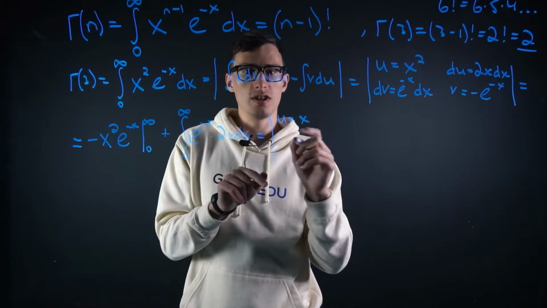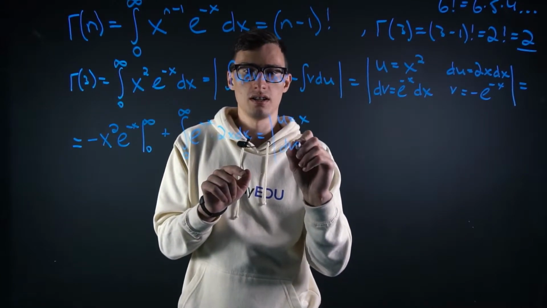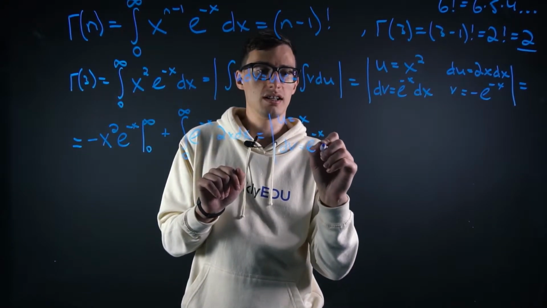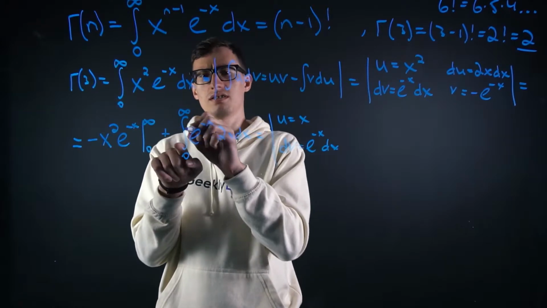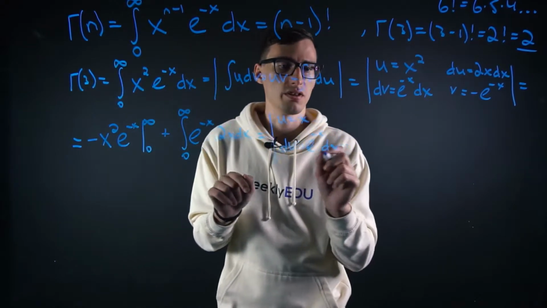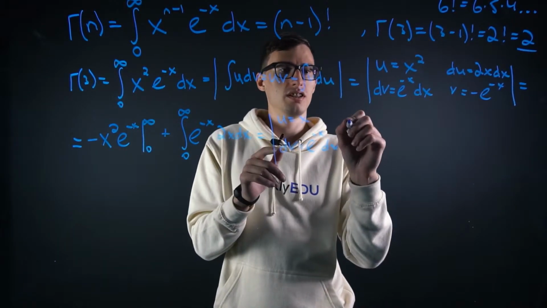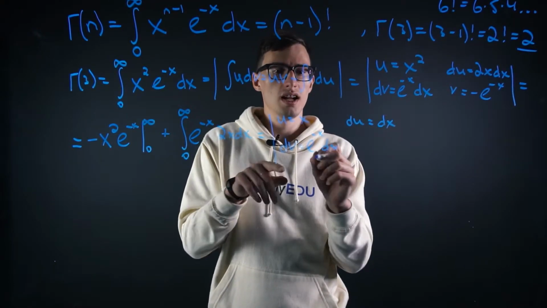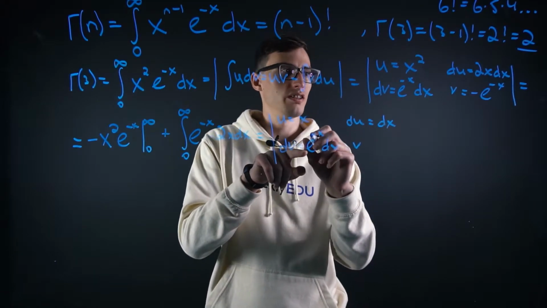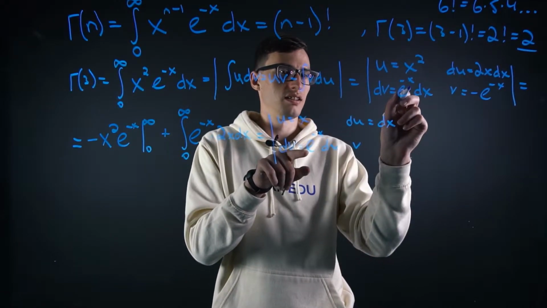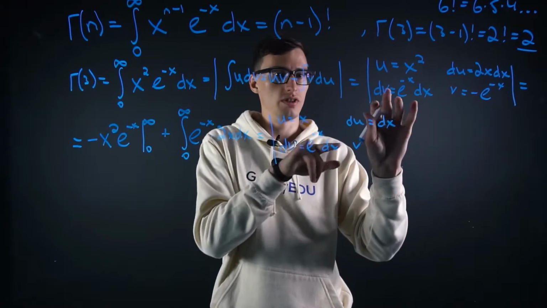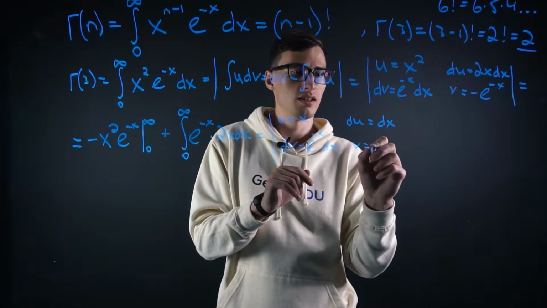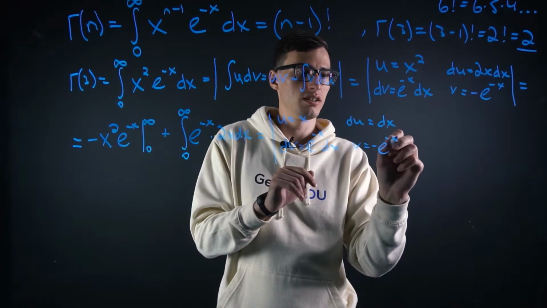U is x, so that must mean dv is once again, what? E to the minus x dx. I'm ignoring the 2 because we can just put it out in front of the integral. So that must mean du is what? Du is just dx, right? And then v, the antiderivative, is once again the same as we had before, because e to the minus x doesn't really change. So v is minus e to the minus x, right?